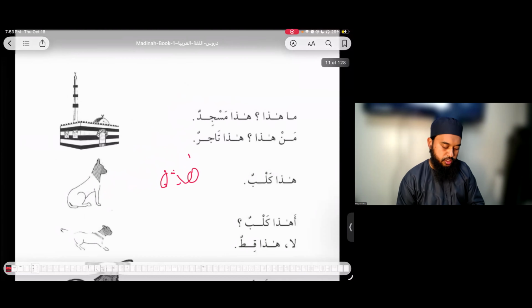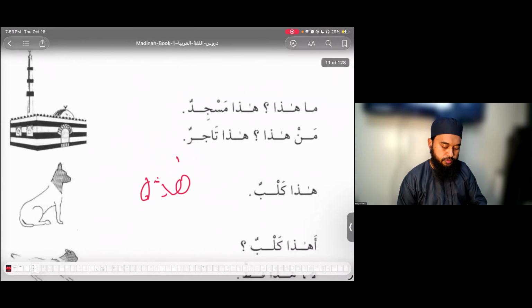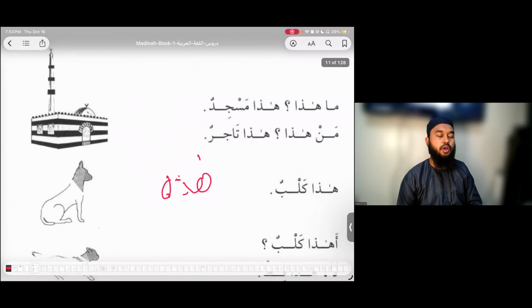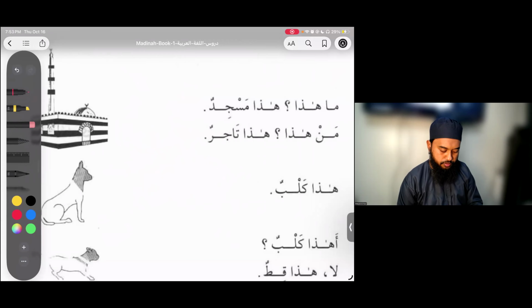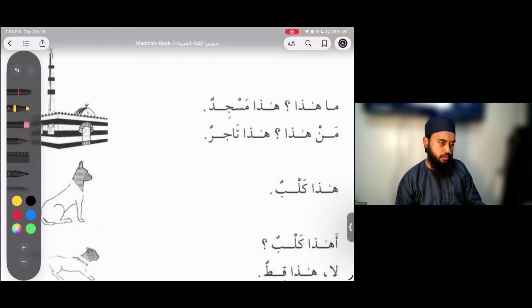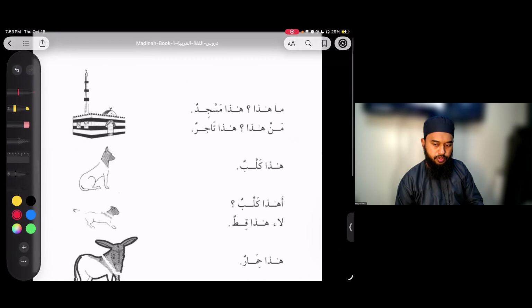ما هذا? You see a masjid right here? هذا مسجد. من هذا? Can someone translate that for me online? من هذا? And هذا تاجر. Can someone translate that for me? Let's give you guys a try. What is this? This is Tajir? This is a trader? No, not what. Man. Who is this? And you said هذا تاجر. This is a... You were close. Say it again. Oh, who is this? This is Tajir. This is the trader. Trader or merchant, right? Merchant would be a correct answer.